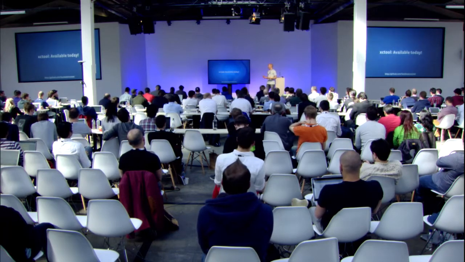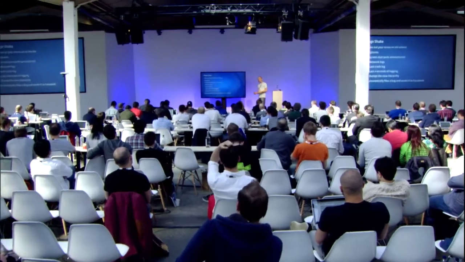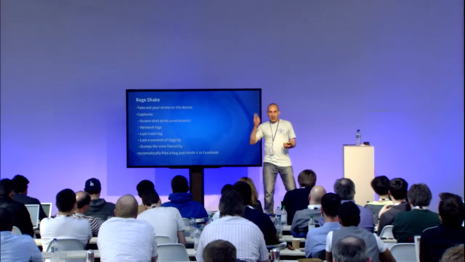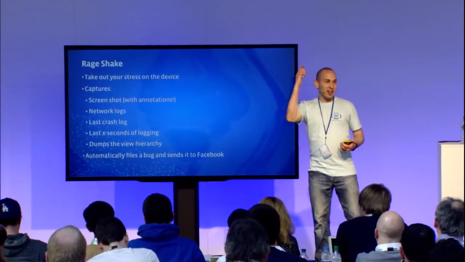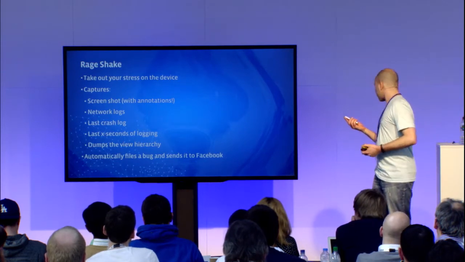All right, so there's some other tools that we have for testing, for internal testing. One of them is something called Rage Shake. And Rage Shake is great. When our employees find a bug, they take their frustration out on their device and they shake it up, and we use the accelerometer to tell that what they're really trying to do is report a bug.